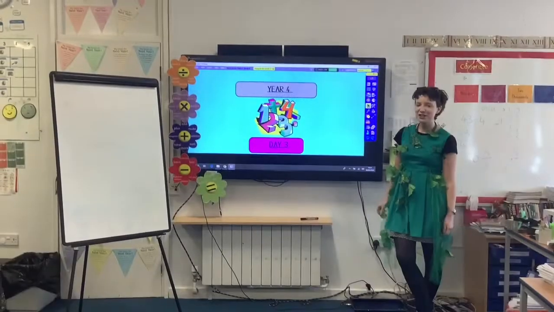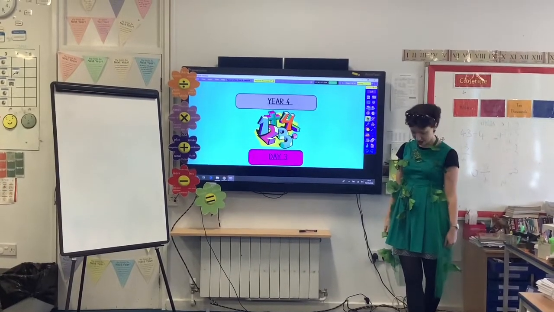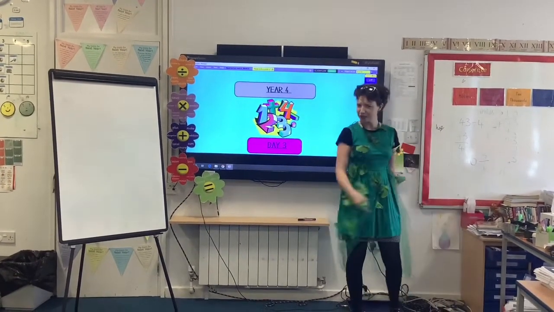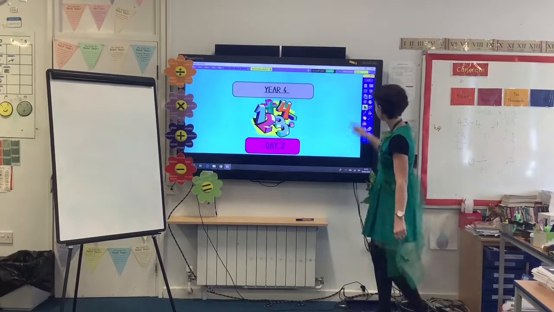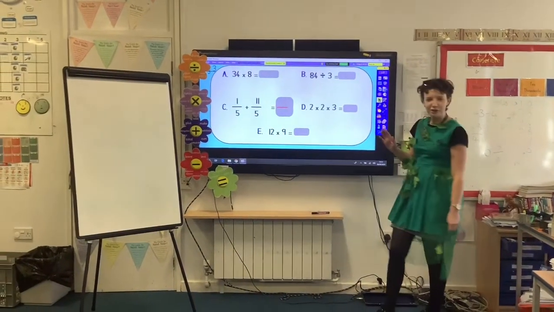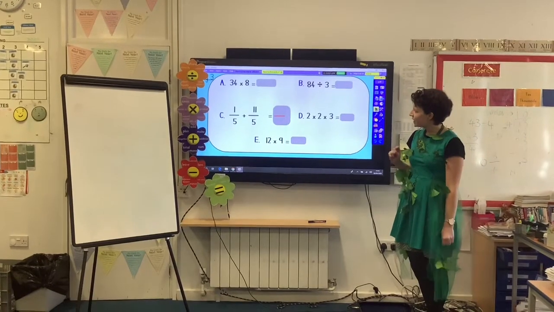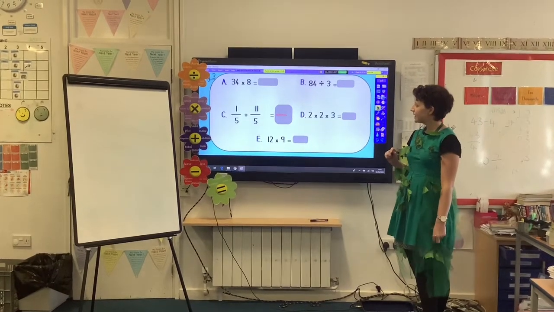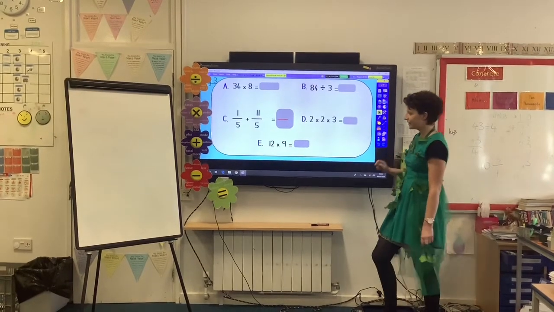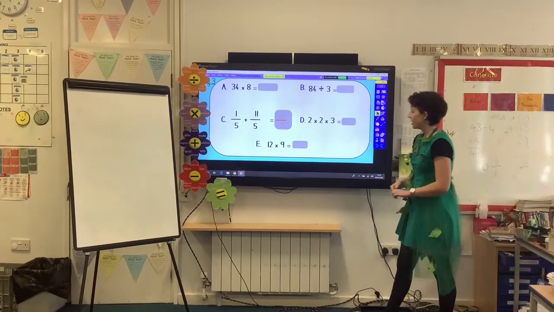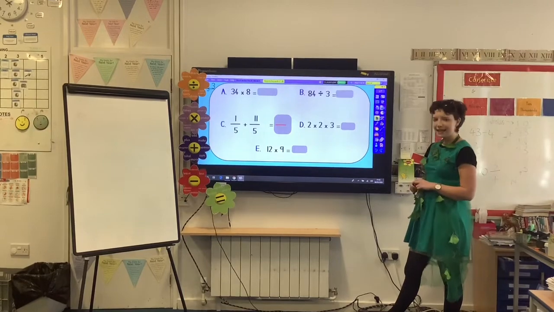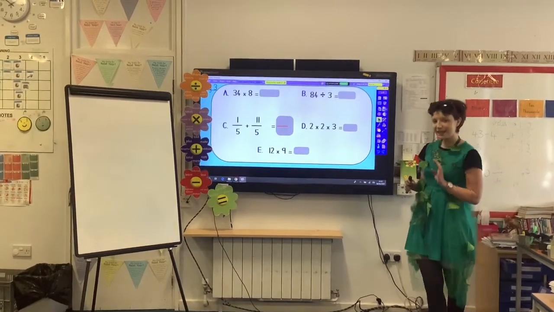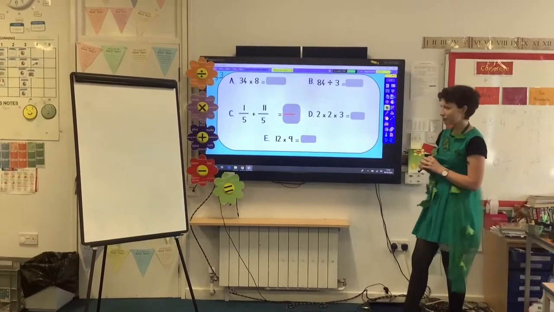Hello and welcome back to day 3's Fluent in 5. I think today this was the Rock Challenge costume that we're going for. So here are your 5 questions. A, 34 times 8, B, 84 divided by 3, C, 1/5 add 11/5, and D, 2 times 2 times 3, and then E, 12 times 9. Give yourself 5 minutes and then come back and check your answers.